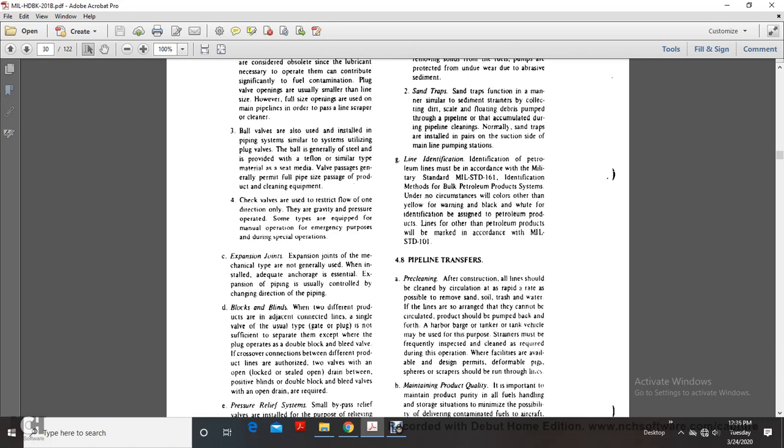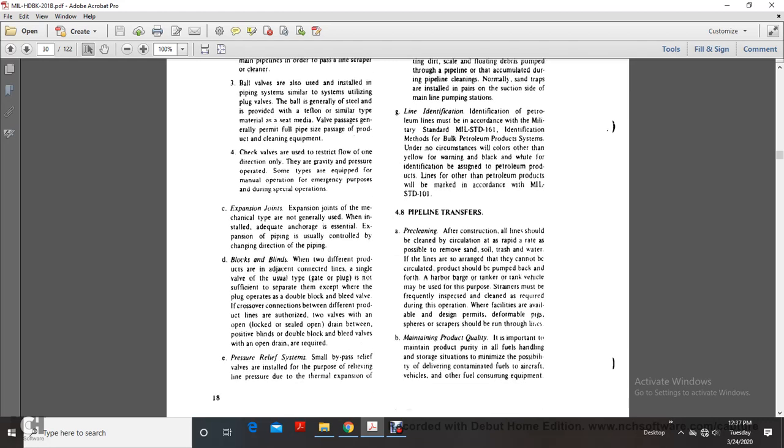Block and blinds. Where two different products are in connected lines, a single valve, usually of the plug type, is not sufficient to separate them, except with a plug operated with a double block and bleed valve. Corrosive connections between the different product lines authorize two valves, then open and lock, seal, open and drain between the positive blinds, with the double block bleed valves where the open drains are required.